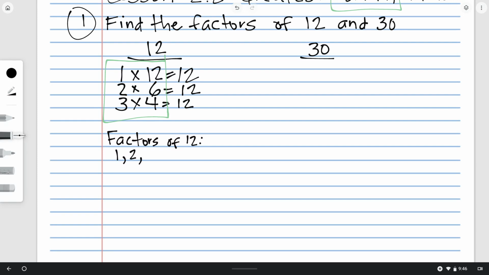So 1, 2, 3, 4, 6, and 12. Okay, writing them in number order, and I'm separating them with a comma. Okay, it always starts with 1, and it always ends with the number that you are looking for the factors for. So this one starts with 1, and it ends with 12.